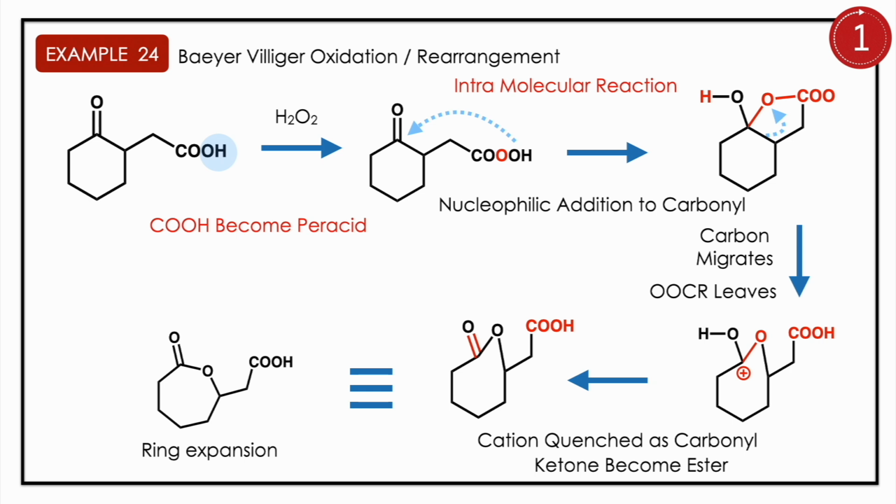It migrates. You have a new C-O bond and a cation. It also leaves the COO minus, which converts into acid, and a cation near the alcohol. The cation is quenched as carbonyl, ending up with ring expansion. So peracid and carbonyl in the same system, Baeyer Villiger oxidation happened. The concept you have to learn here is always master the fundamentals. Then only you can solve tricky organic conversion reactions.